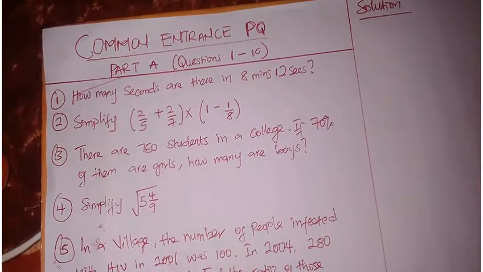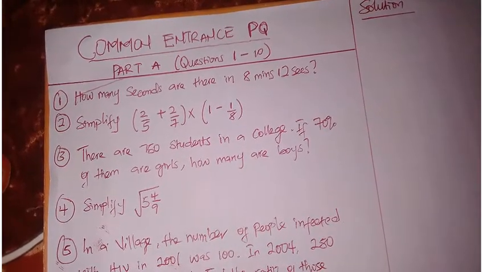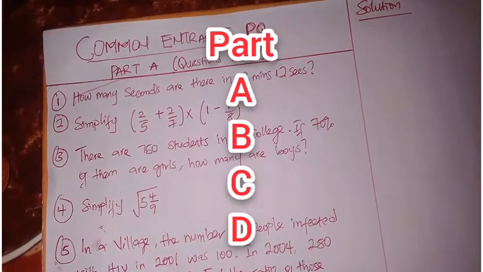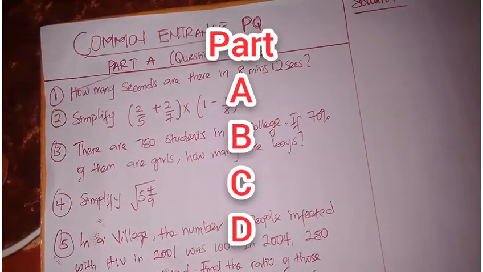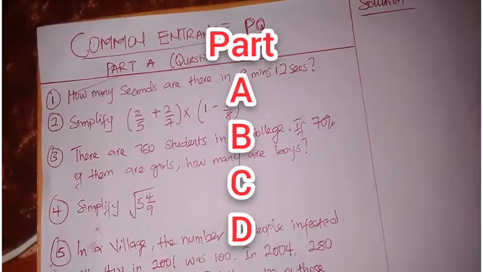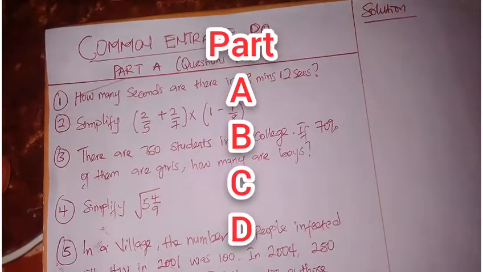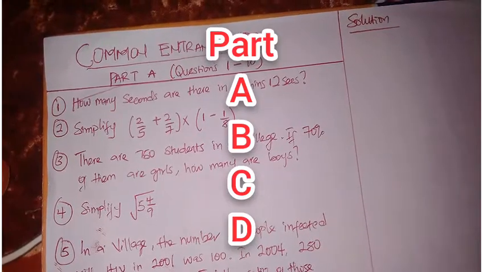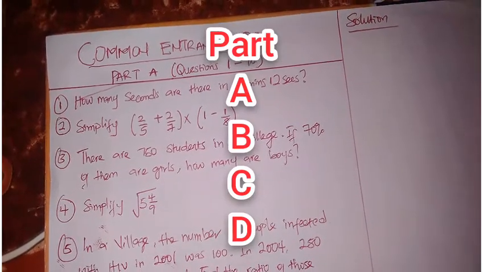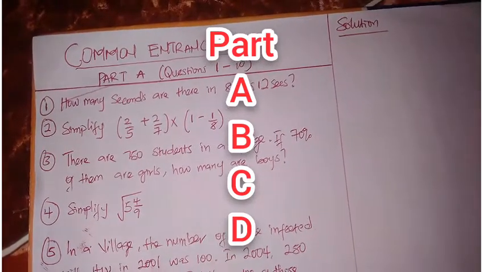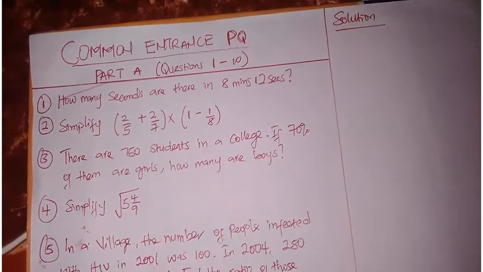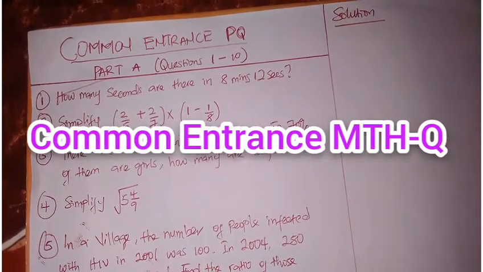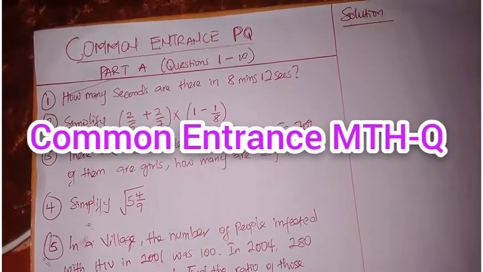For each part, we have 40 questions in general, so we have part A, B, C, and D, under which part A has 40 questions, part B has 40 questions, part C has 40 questions, and part D also has 40 questions. So I'm going to explain each of these questions for us to understand.